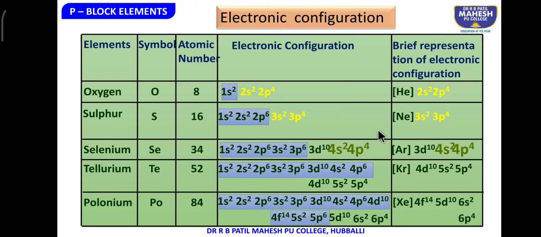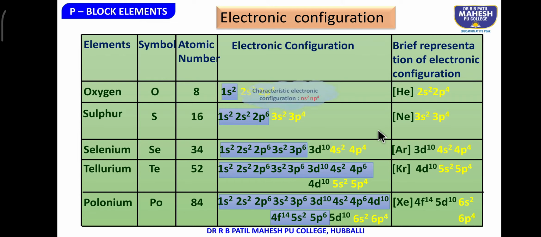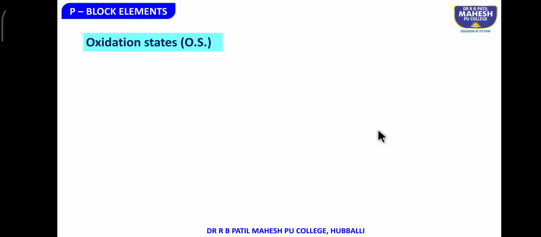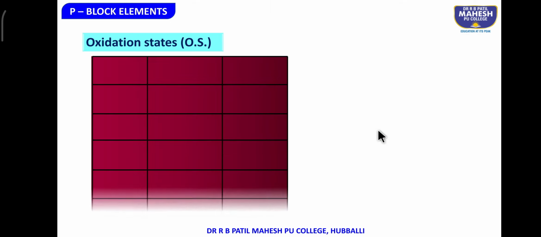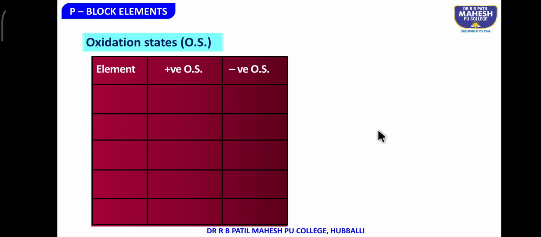So what is the general outermost valence shell electronic configuration? The general outermost valence shell electronic configuration is ns2np4. Oxidation states. Students, you know the general valence shell electronic configuration is ns2np4. Automatically, these group elements are eager to take 2 electrons. When they take 2 electrons, they get an octet structure, and the oxidation number at that time is going to be -2.